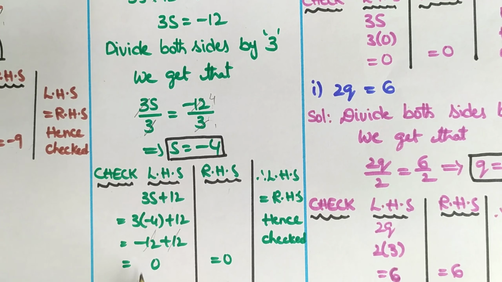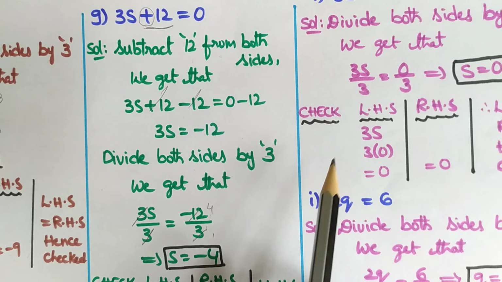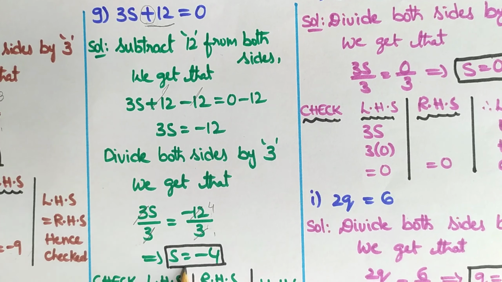LHS is 0 and RHS is also 0. So LHS is equal to RHS. Therefore, hence checked. 3s plus 12 is equal to 0, where s equal to minus 4 is the right answer for this G bit.